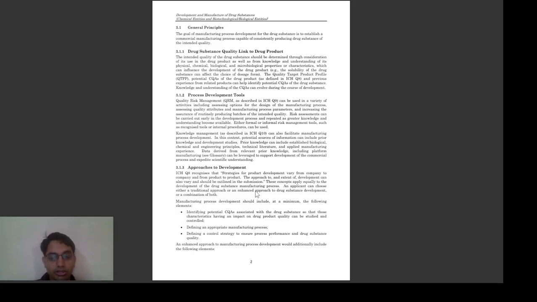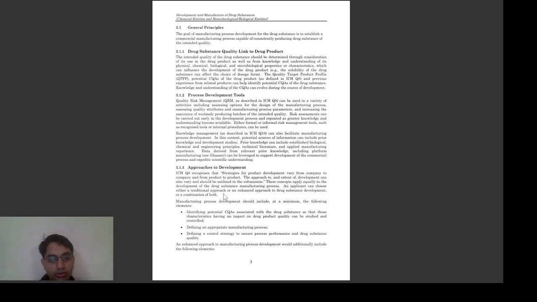ICH Q8 recognizes that the strategies for the development of a product can vary from company to company and from product to product. The approaches and extent of development can also vary and should be outlined in the submission. The concepts apply equally to the development of the drug substance manufacturing process.